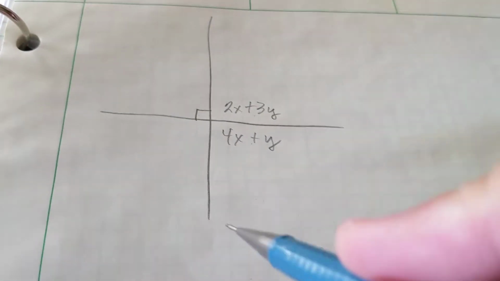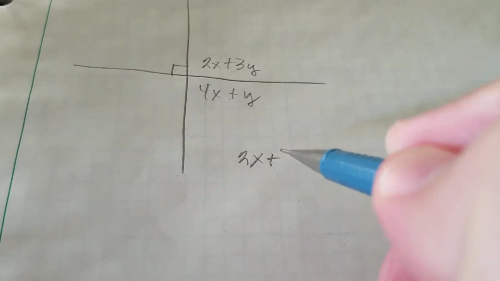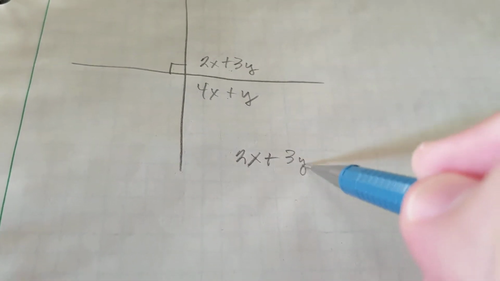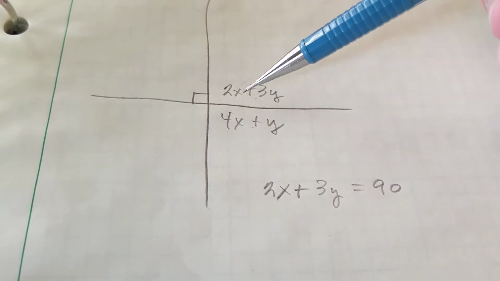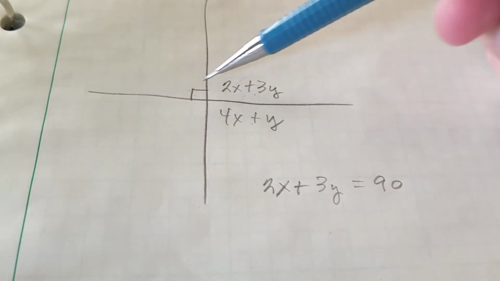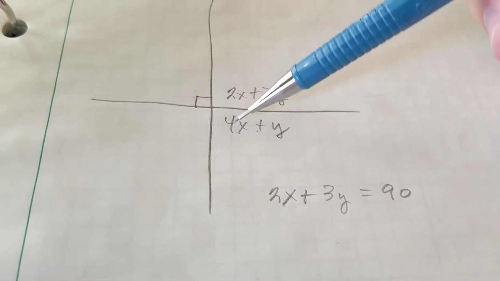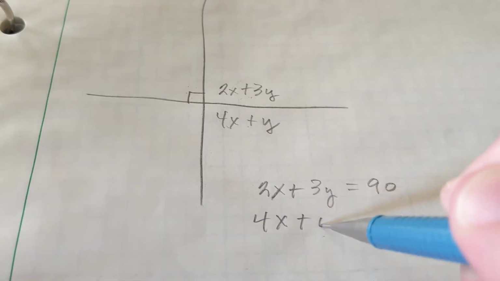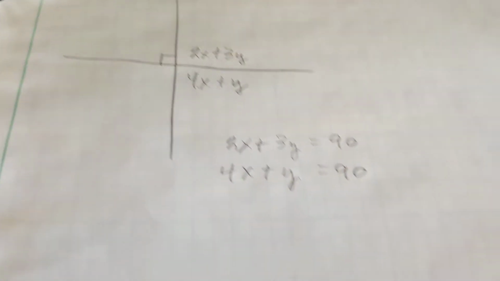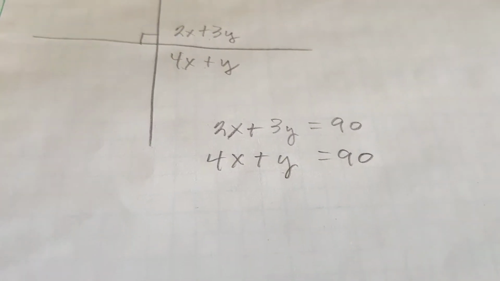So what we're going to do instead is we're going to say, let's go ahead and say that 2x plus 3y does equal 90 degrees because this is a linear pair here. So this has to be 90 degrees. But also these are vertical angles, so this has to be equal to 90 degrees also. Now that creates a situation that happens a lot in geometry. We have two equations and two unknowns.